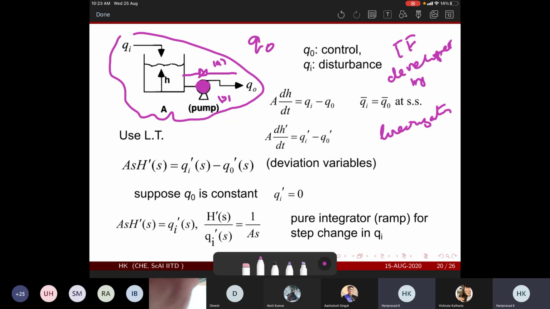Okay, so I'll tell you one example. If you are using a valve, the flow is essentially driven by the head, because there is no mechanical pressure. Only the head is what drives the flow when you have a valve. But if you have a pump, your outlet flow is independent of the head. Why? Because the pump is externally driving it.